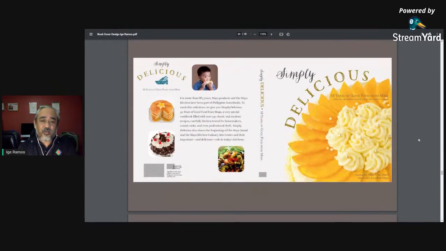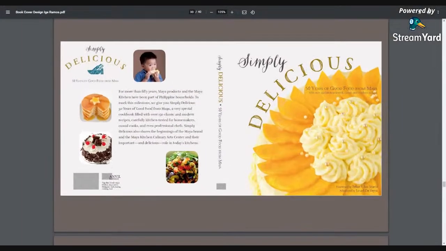Konti na lang, ha? Huwag kayo mabobore. Simply Delicious. This is 50 years of good food from Maya Kitchen.